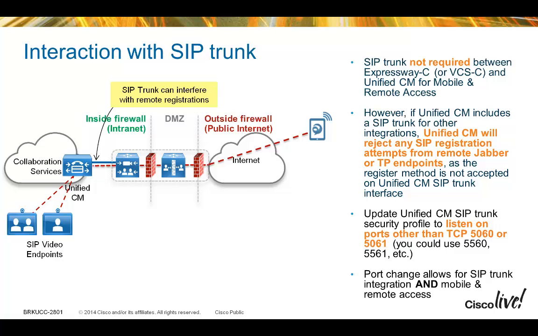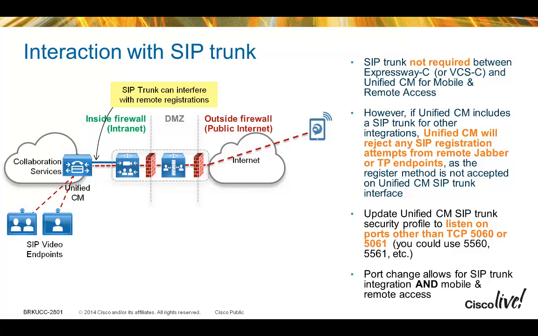All right, so this is back to that point on the SIP trunk. So no requirement to build that SIP trunk, but if you do, the key is you want on the Call Manager side, you want to listen on a different port other than 5060 or 5061. So SIP trunk security profile, change the port there, associate that profile with the Call Manager trunk, still point it to 5060 or 5061 on the Expressway C.